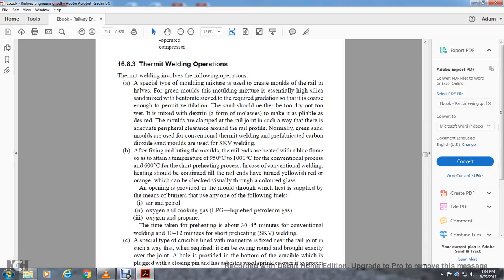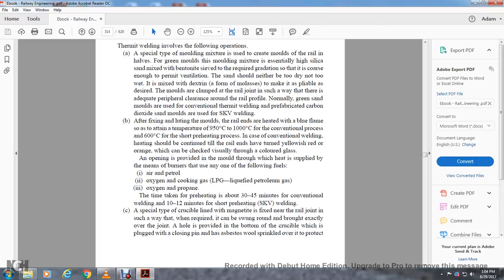The opening provided in the mold is used for heating with the burners, using any of the following fuels: air and petrol, oxygen and coking gas or liquid petroleum gas, or oxygen and propane. The time for preheating is about 30 to 45 minutes for the conventional welding and 10 to 12 minutes for the short preheating welding. A special type of crucible, lined with magnesite, is fixed near the rail joint.